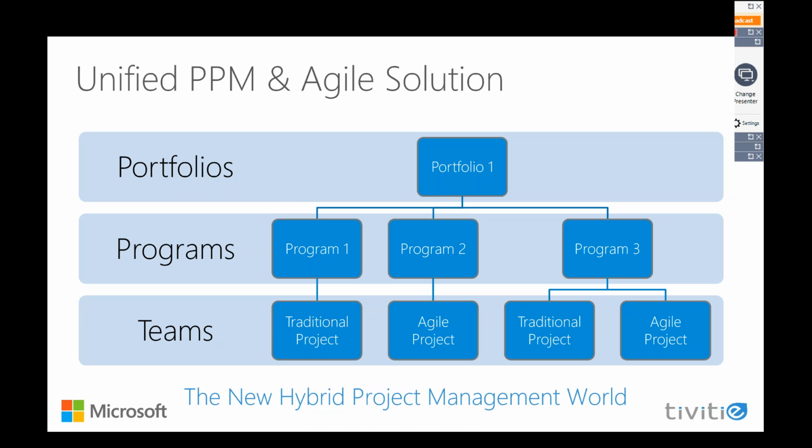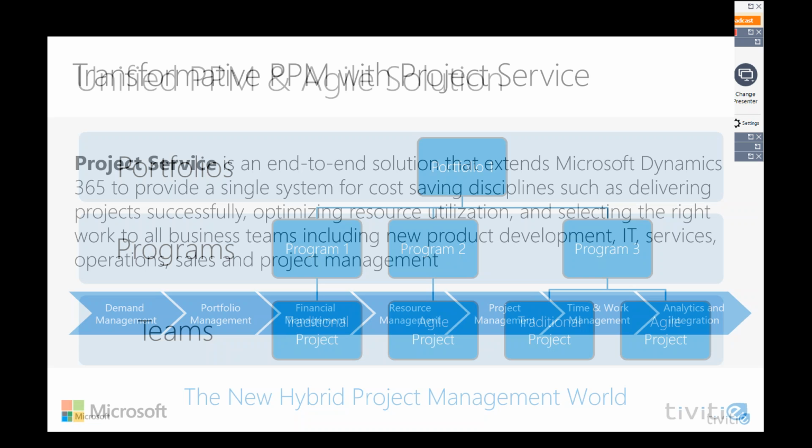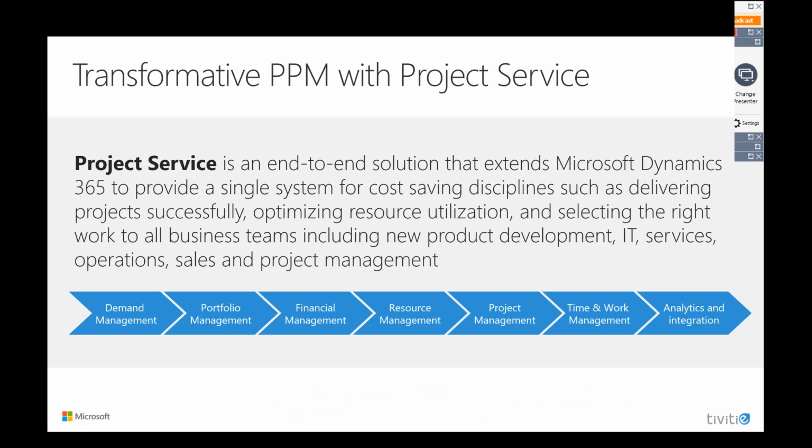So with transformative PPM with project service, we can get all those capabilities we're looking at. On the front end, on the demand management side, it's really about fielding requests and valuing different requests and ideas that come in, and determining what are the best roads to go from a portfolio management and selection perspective. And then we can execute on those things and take into account things like the financial impacts and the benefits to the organization, as well as then execute in the traditional project and resource management realm.